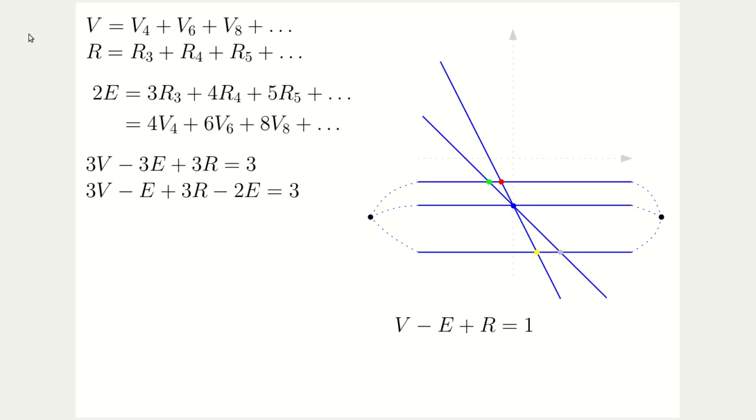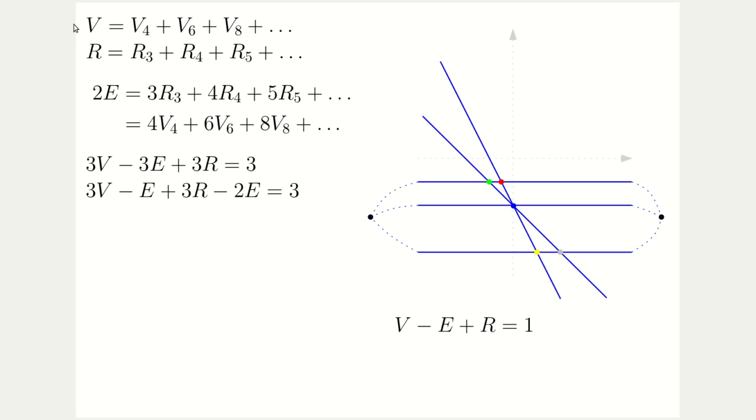We can start by writing the number of vertices using the following formula, where V4 represents the number of vertices with degree 4, V6 the number of vertices with degree 6, V8 the number of vertices with degree 8, and so on. Notice that each vertex has an even degree, because vertices appear when the lines intersect, and they can only make even degrees. Also notice that there is no vertex of degree 2, because it does not make sense.